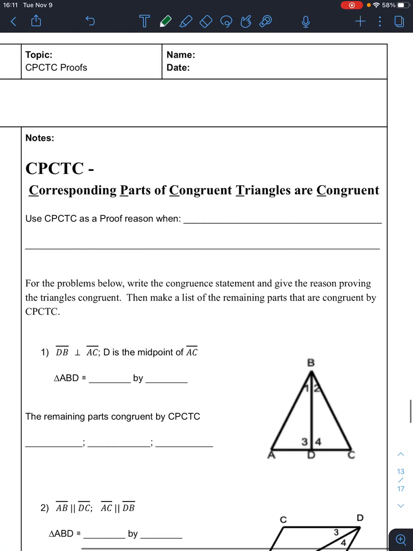In the beginning of this unit, we talked about CPCTC and what it stood for. CPCTC stands for corresponding parts of congruent triangles are congruent. So when you're writing those letters, think what it means. Don't just say the letters as you are writing it down. You want to use CPCTC as a proof reason when you have already proved the triangles are congruent.